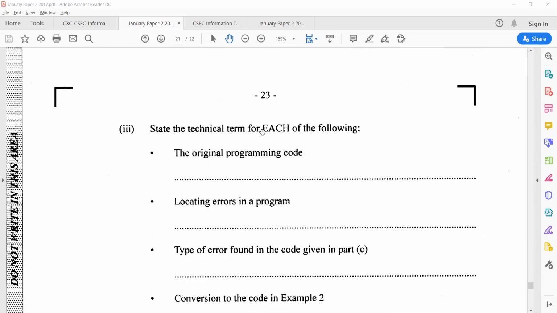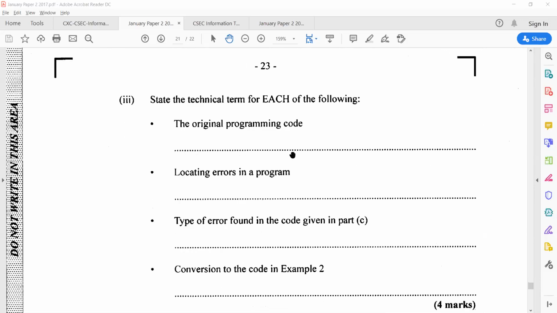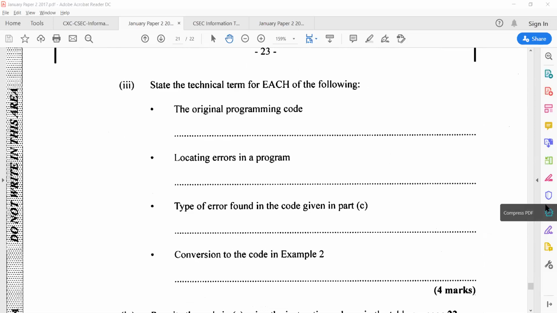Now, state the technical term for each of the following. What is the technical term for the original programming code? Correct, yes. Source code, right? That's what you call original programming code. So that is the code that you will write or type, okay? That's source code. What do you refer to as locating errors in a program?